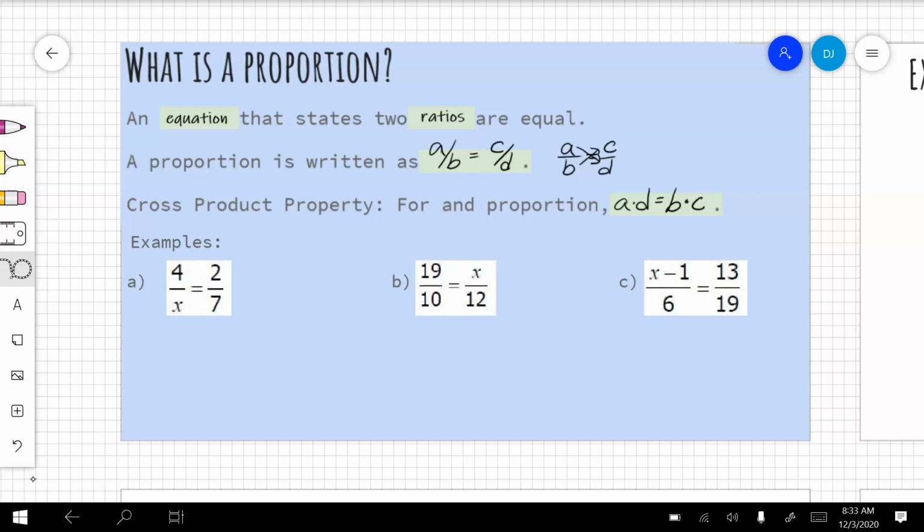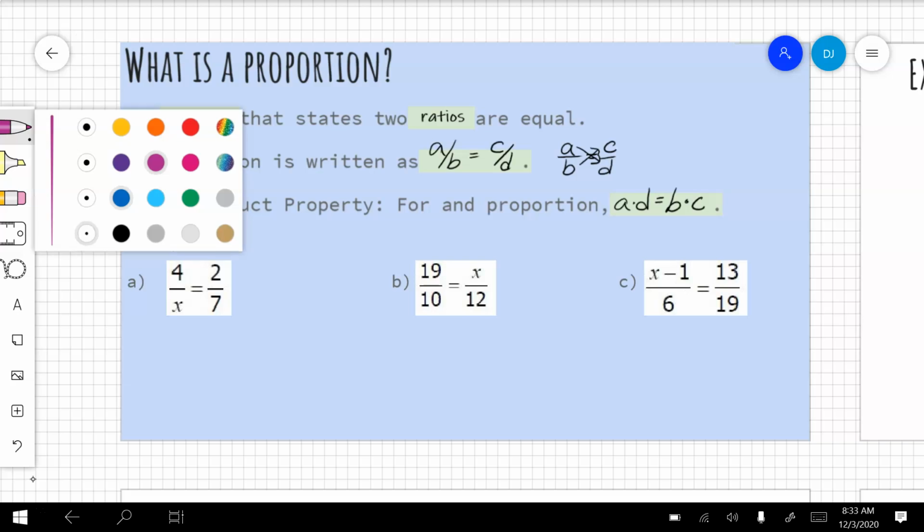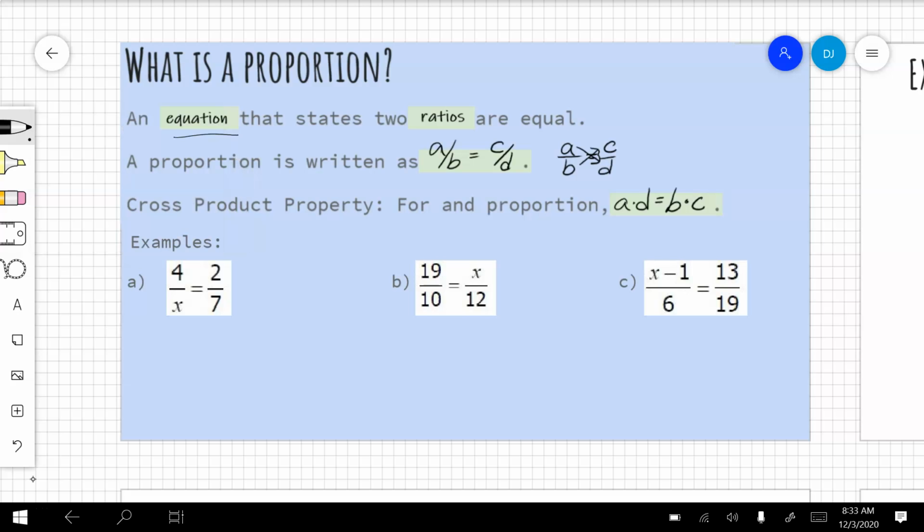Last class we talked about what a proportion is, and we also talked about what a ratio is. A ratio is just a number divided by another number, for example A divided by B. A proportion is an equation that states that two ratios are equal to each other. A proportion is written as A divided by B equals C divided by D. That would be our proportional relationship. If you're writing it in your notes, go ahead and write it vertically, where it's A divided by B equals C divided by D.